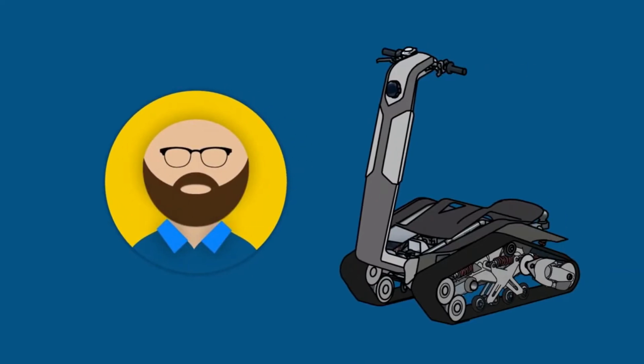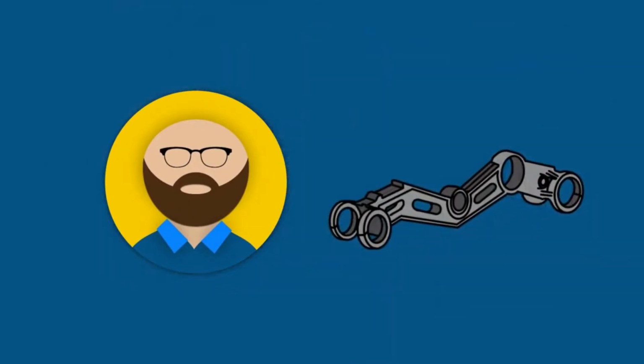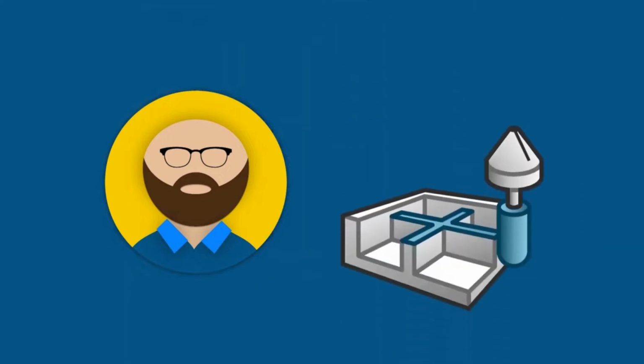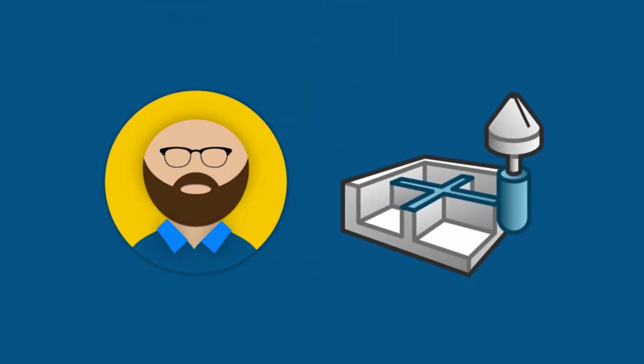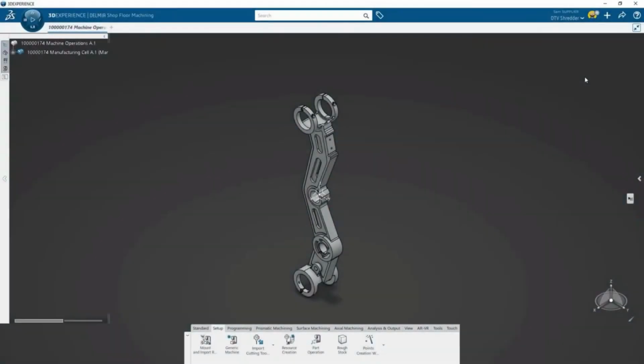He's able to spend more time bidding jobs and managing the business since he started using Delmia's Shop Floor Programmer. Let's take a look at some of the tools Sam uses to accelerate programming time and reduce manufacturing errors. Sam starts with the Setup Wizard.